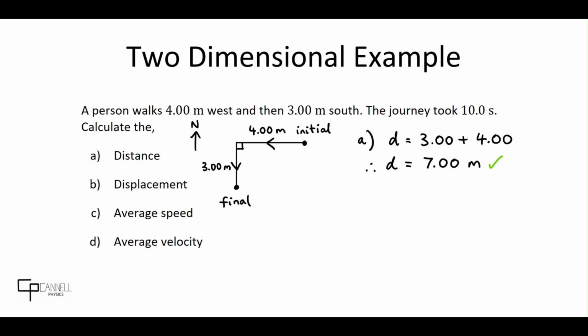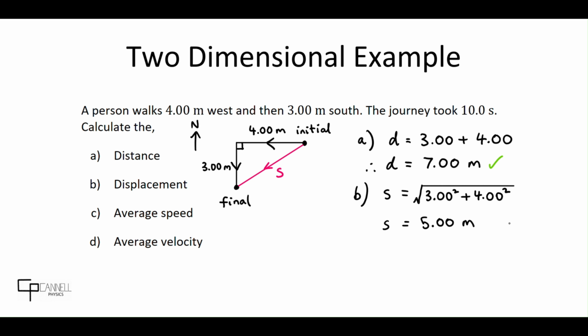To determine the displacement, part B, I'm going to need to draw in the displacement vector, which is going to be from the initial to final position. As so, here you can see that S represents displacement, and it is the hypotenuse of this right angle triangle. Therefore, I use Pythagoras' theorem, and that turns out to be a nice integer, 5 meters.